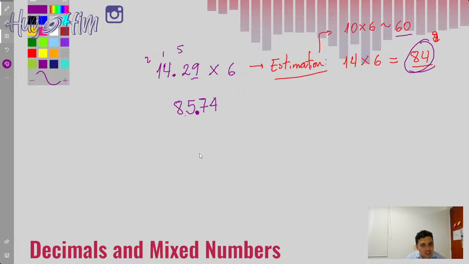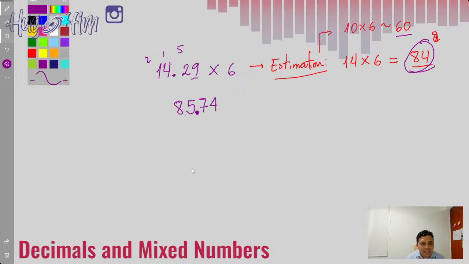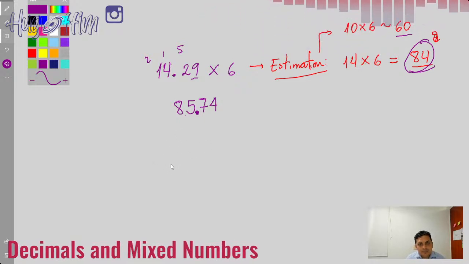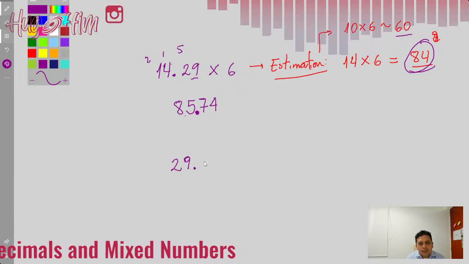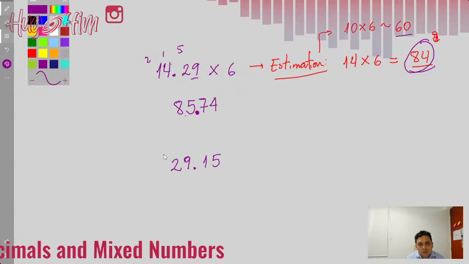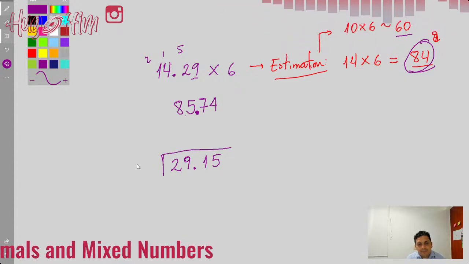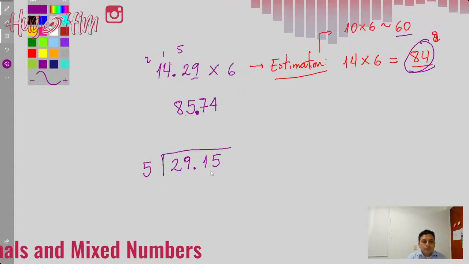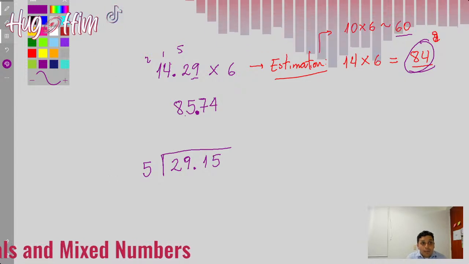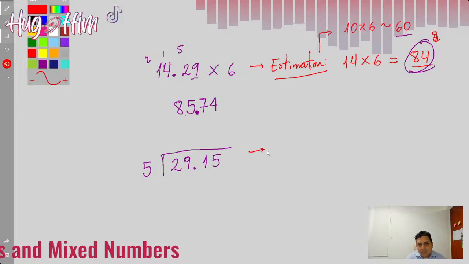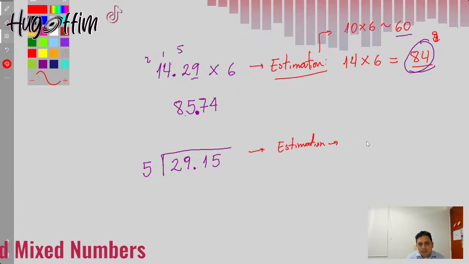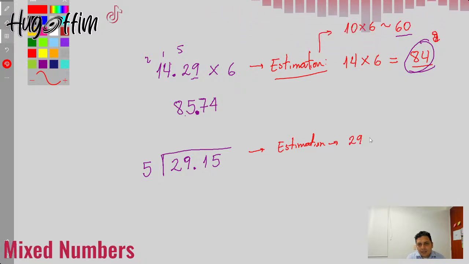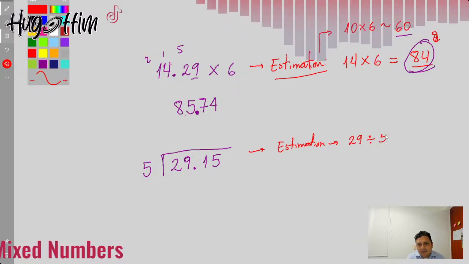Let's do it with division. Let's say that somebody asked me to divide 29.15 and I'm going to divide it by 5. So what I'm going to do first, I'm going to do my estimation. My estimation will be 29 divided by 5.